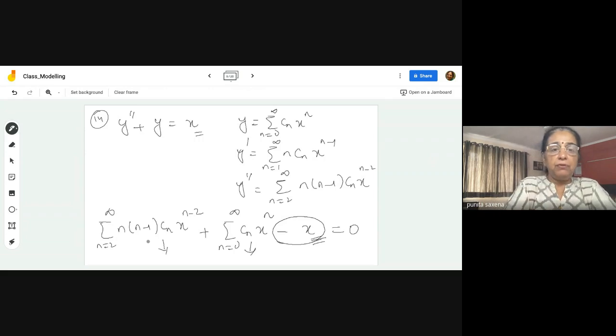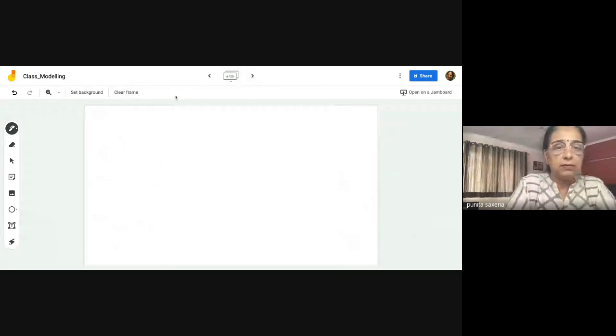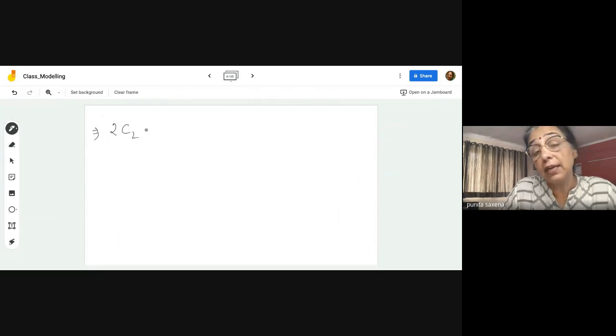Like from the first term, when n is 2, what is the first term you get? When n is 2, you are going to get 2c2. That's it. This is the first term, since your summation is starting from n equal to 2. So the very first value of n that we can substitute is n equal to 2. When I put n equal to 2, the first term is x to the power n minus 2, which means x to the power 2 minus 2, which is constant, right?